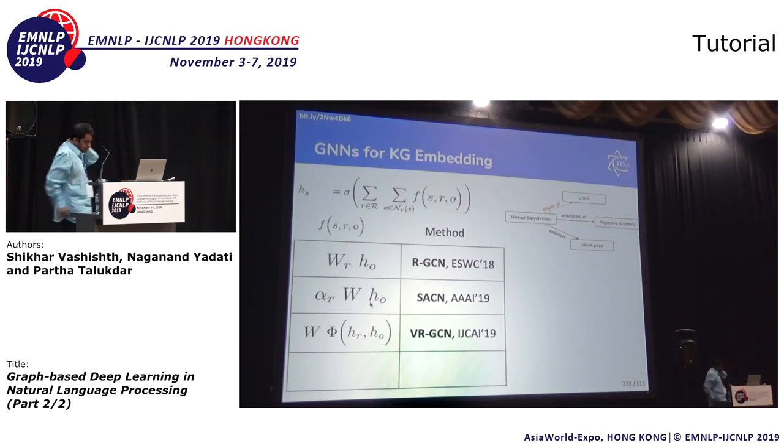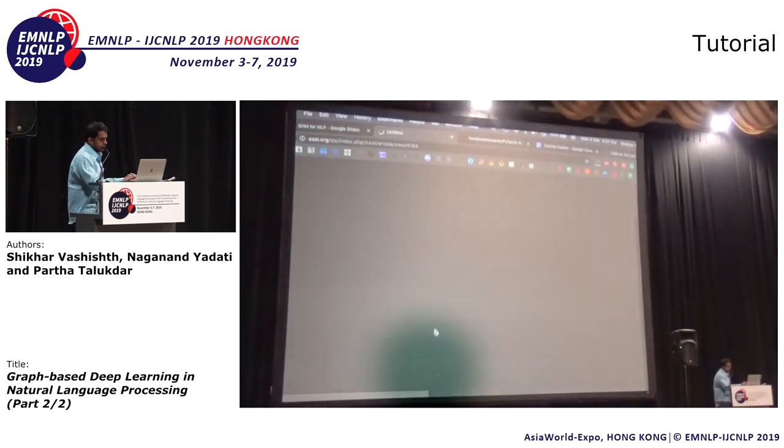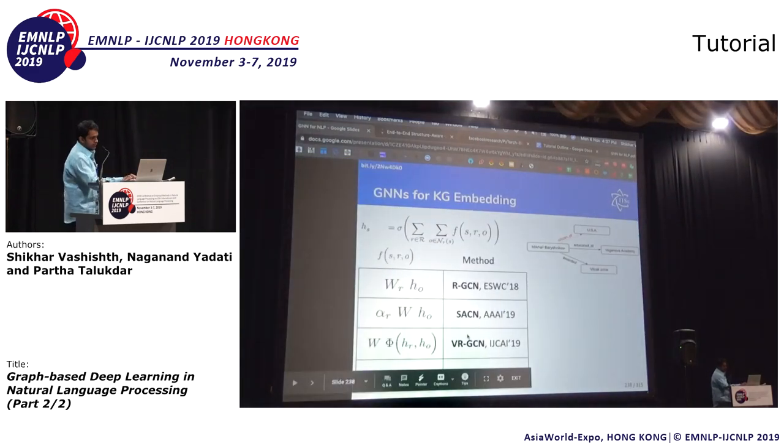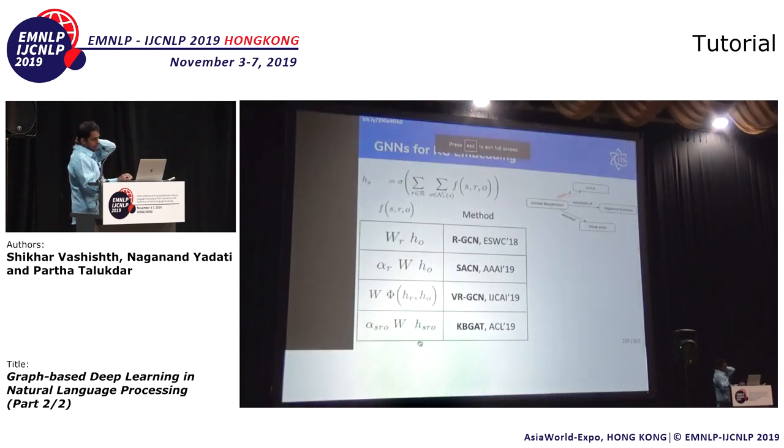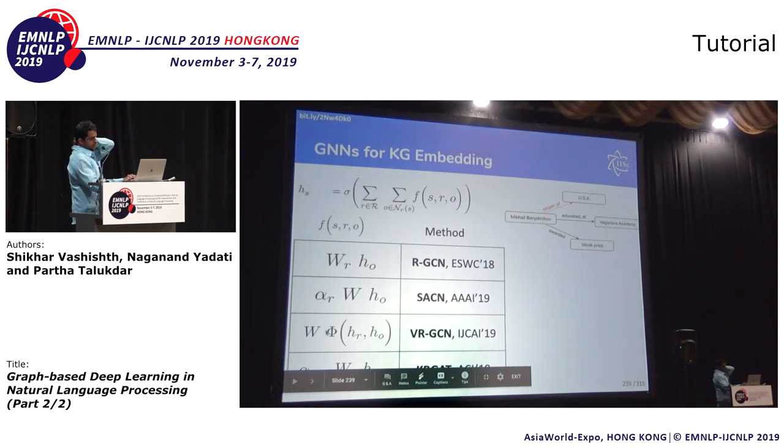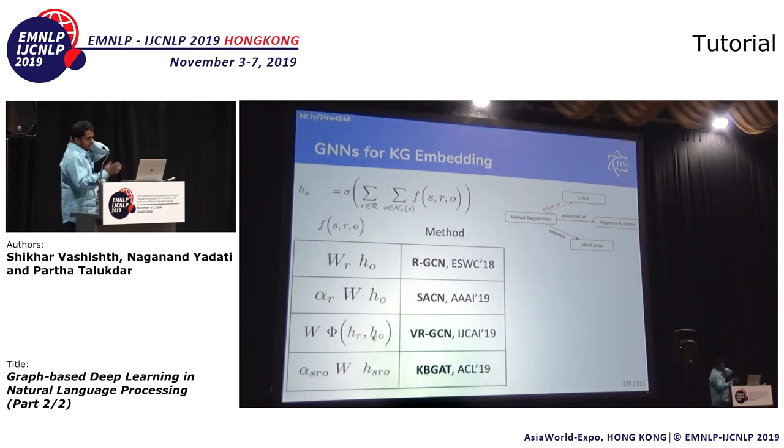of the object entity. And then in this ICLR19 paper, we have vectorized relational GCN, where we have a parameter matrix W and some function phi, which takes the hidden representation of the relation and the hidden representation of the object as inputs, right? For example, a popular function for phi could be the TransE function, where we take the difference between h_r and h_o, right? And in this ACL19 paper, they actually proposed triple embedding, where alpha_sro is the softmax attention of the triple, and then we have the W matrix, and then we have the triple embedding, the hidden layer representation of the triple s, r, o, right?